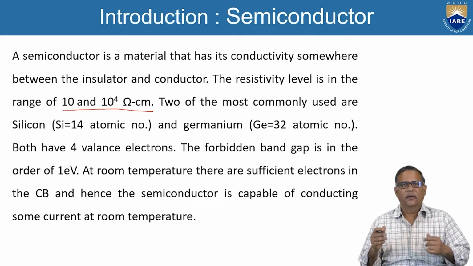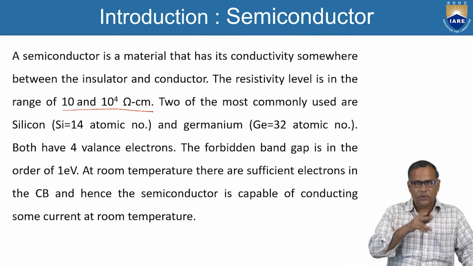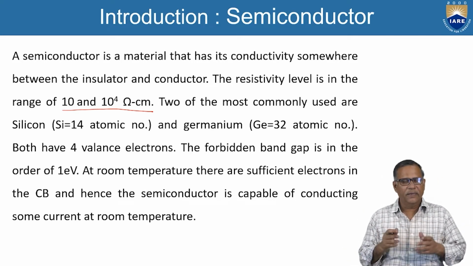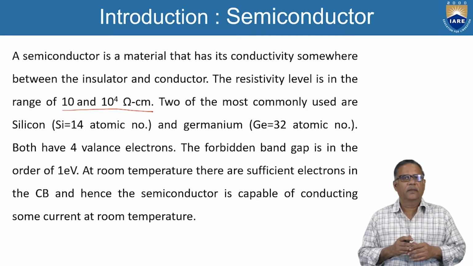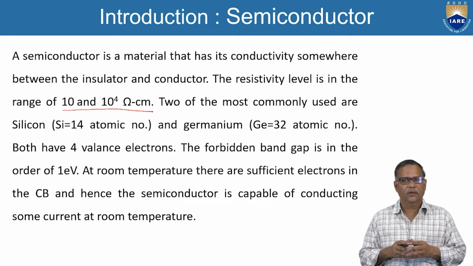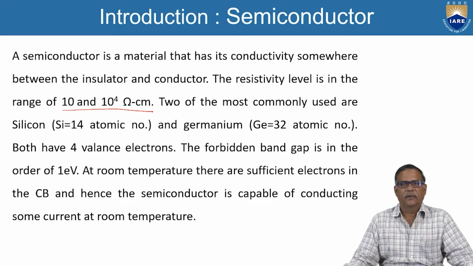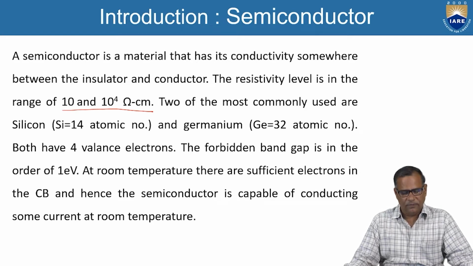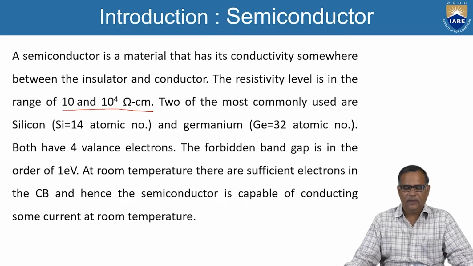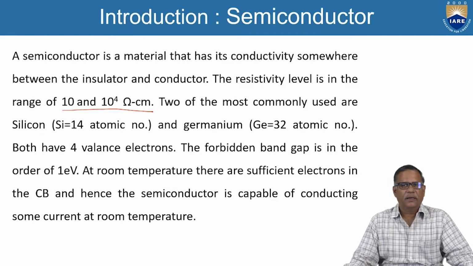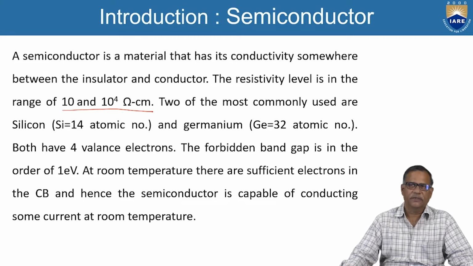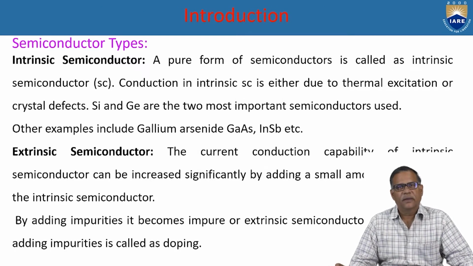What is a valence electron? It is an electron in the outermost orbit. The forbidden energy gap between the conduction band and valency band is approximately of the order of 1 electron volt. For the insulator, I just told you it is of the order of 6 electron volts, whereas for a semiconductor it is of the order of 1 electron volt. So at room temperature, there are sufficient electrons in the conduction band, and the semiconductor is capable of conducting some current at room temperature.